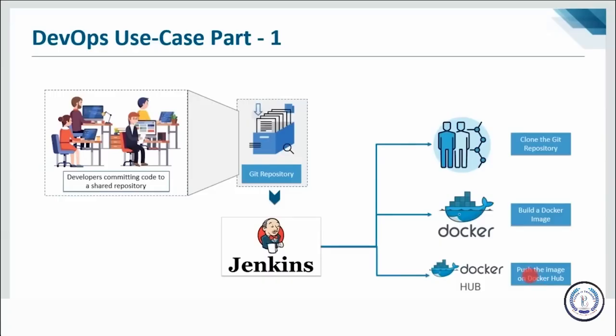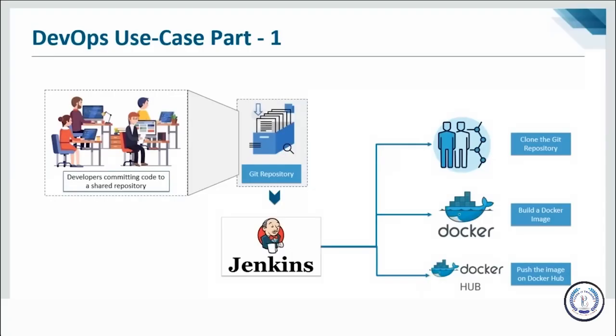Let me just repeat it once more. Developers will be committing changes in the source code. The moment any developer commits a change in the source code, Jenkins will clone the entire Git repository. It will build a Docker image based on the Docker file that we'll create. And from there, it will push the Docker image onto Docker Hub. This will happen automatically with a click of a button.